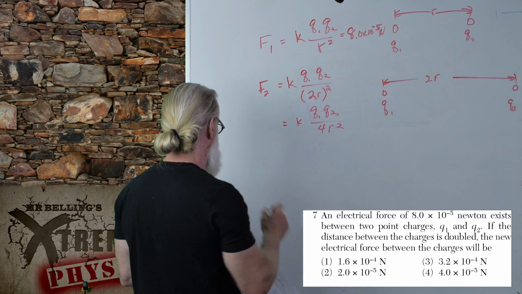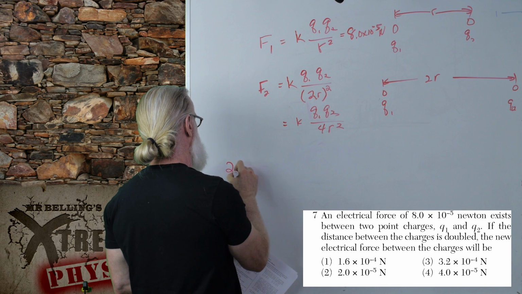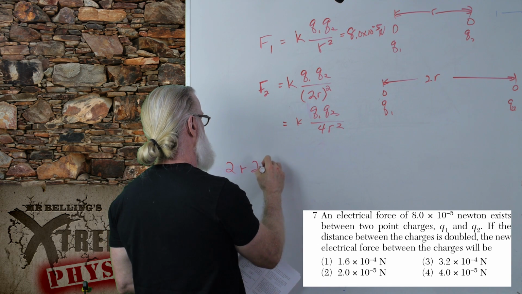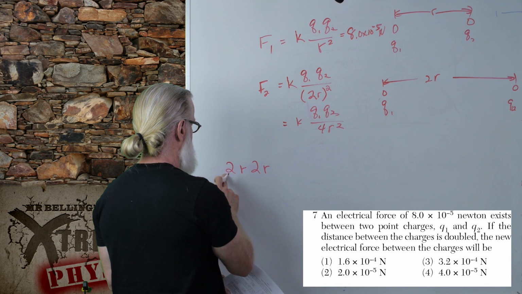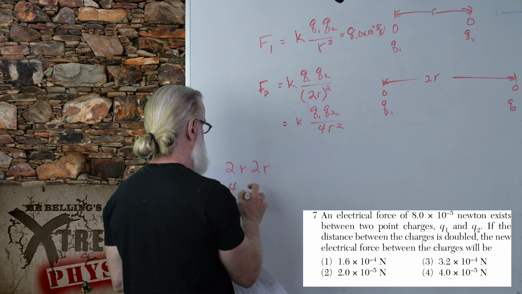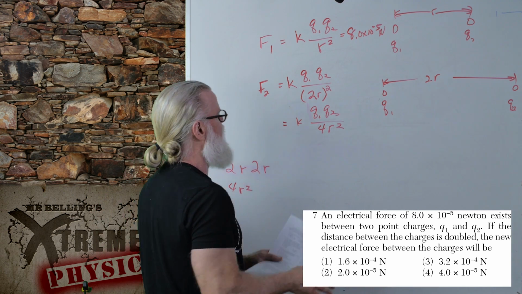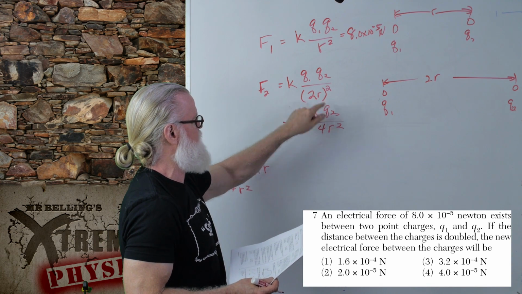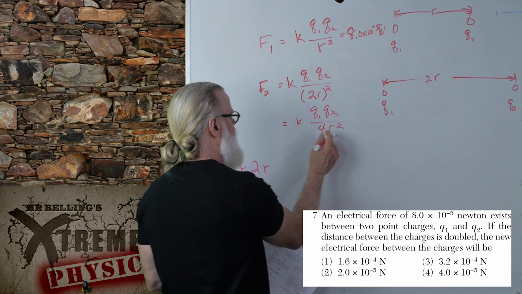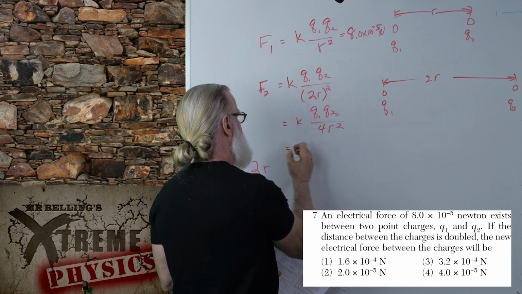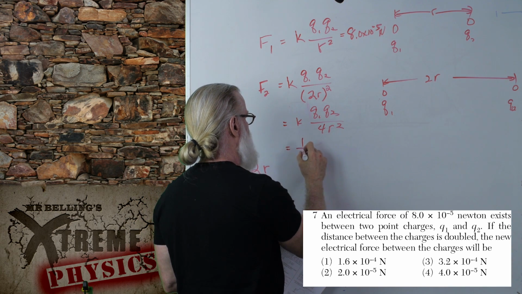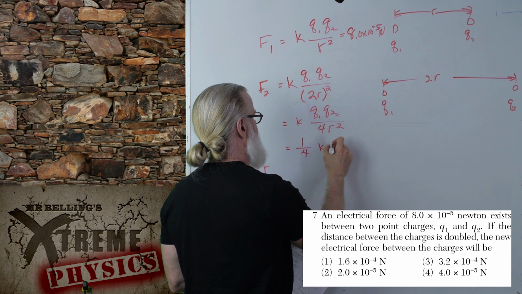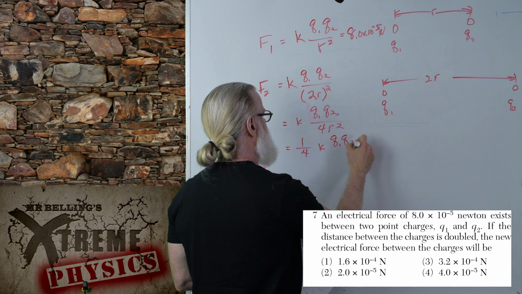Why is that? Well, what is 2r squared? It's 2 times r times 2 times r. Let's get those together. That is, of course, 2 times 2 is 4, r squared. So make sure you do that. Of course, the common mistake would be to say this is 2 times r squared, and that's not true at all. All right, let's get rid of the 4 and go, okay, so this is 1/4 k Q1 Q2 over r squared.